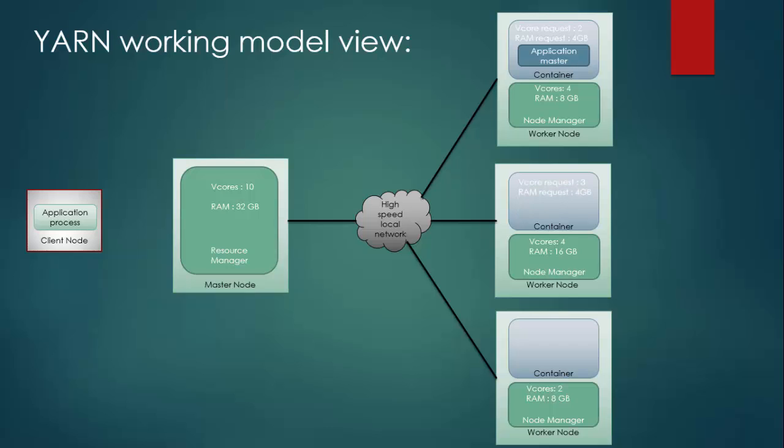For a task, one container has requested 3 virtual cores and 4 GB of RAM, whereas the other one has requested 1 virtual core and 2 GB of RAM from the resources available with the node manager. Once the containers hold these resources, tasks are started. Keep in mind that the application master coordinates these tasks. An application program is made up of many such tasks.